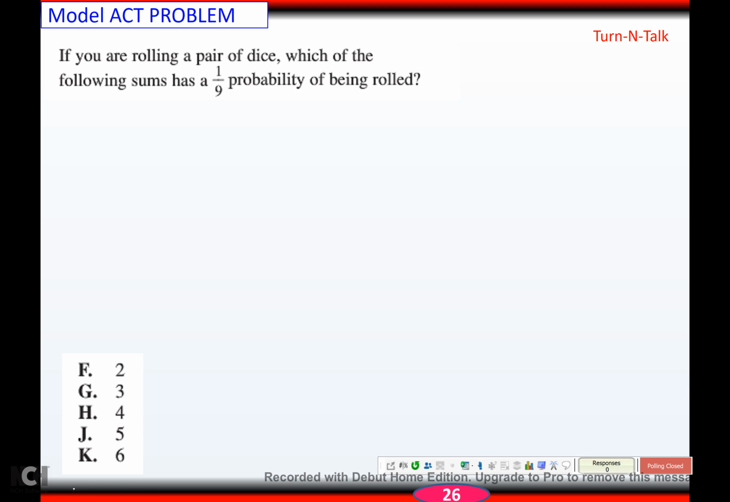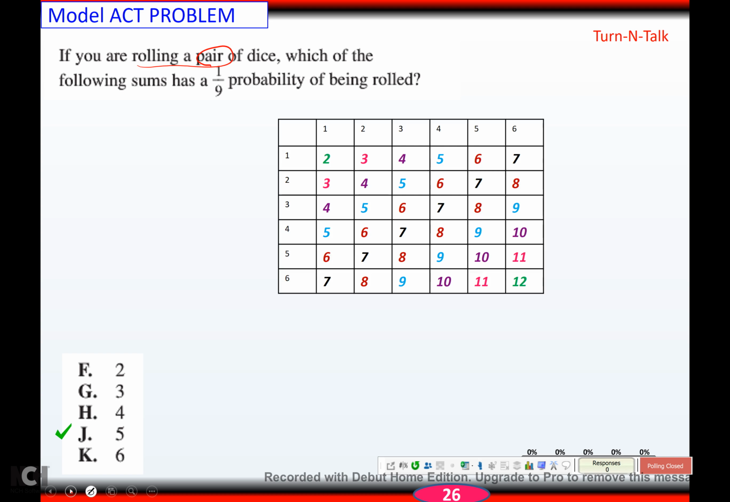Try this one. Hit pause. Come back when you're ready. And you should have gotten 5. Alright, if you're rolling a pair of dice, this is a pretty common question on ACT. I see it on ACTs and SATs all the time. So what I would do is I would just memorize this table.